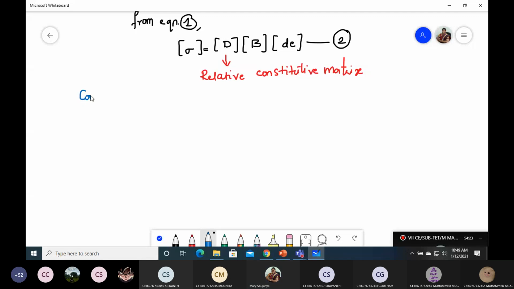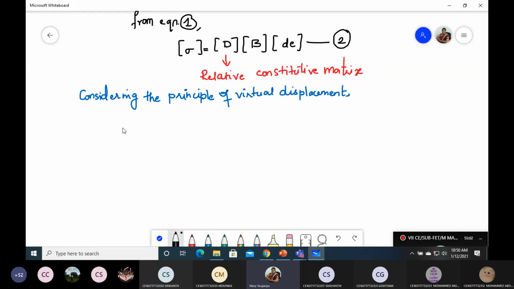Therefore, considering the principle of virtual displacement, what we have here is the equation.